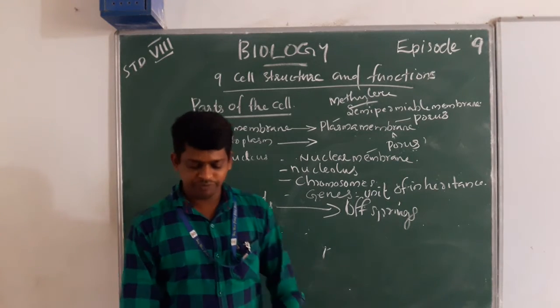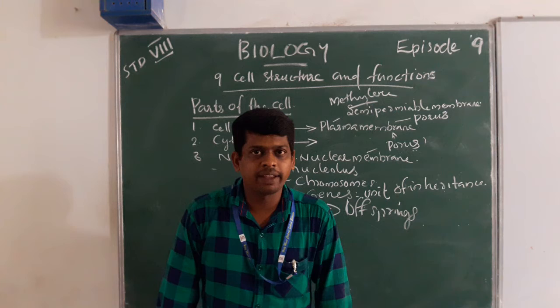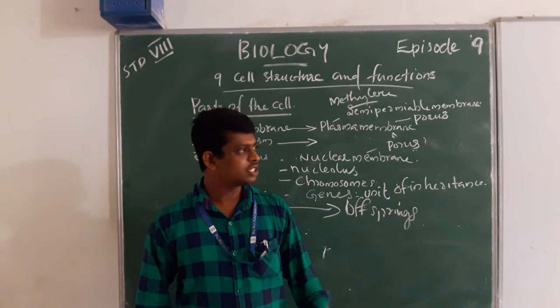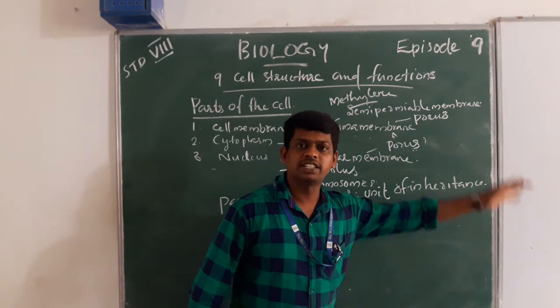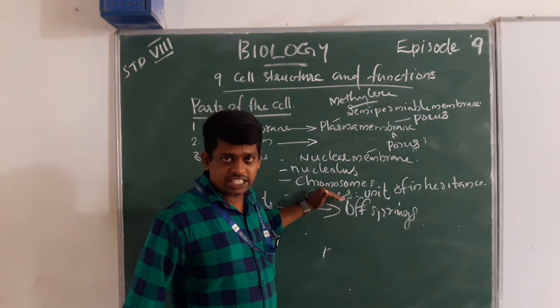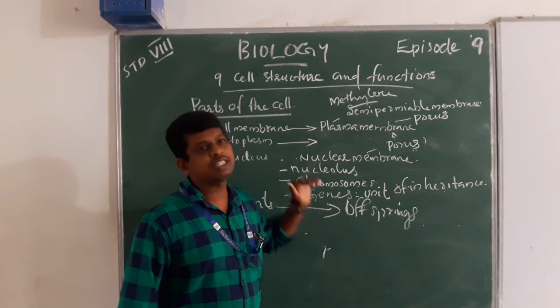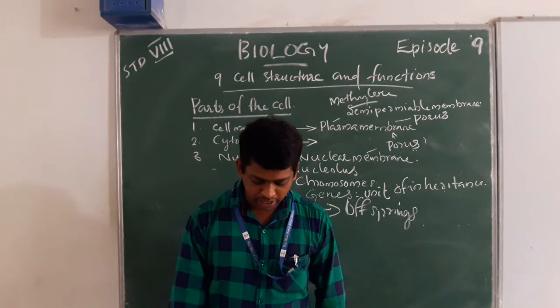The character is transferred from parents to offspring. That is the main function of genes, because they are known as the unit of inheritance. Genes are the unit of inheritance. Genes are present in the chromosomes. Chromosomes are also thread-like structures. These are the main points.